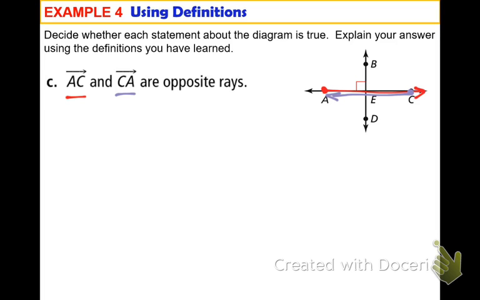What was the last thing that made opposite rays opposite rays? It's not the hard one. They point in opposite directions. Good. So then CA points left, AC points right. Okay, so false because they don't have the same endpoint. You're going to go ahead and take out your textbook.